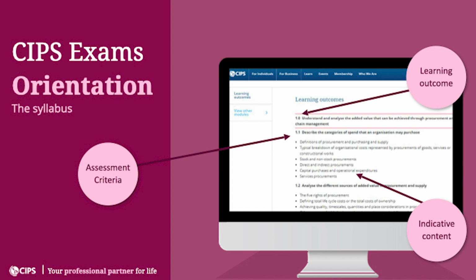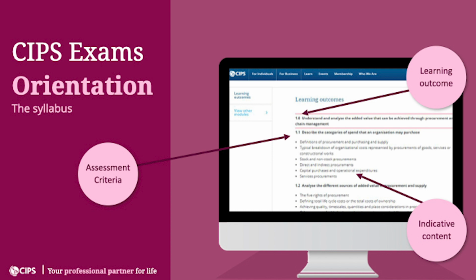Okay, so let's have a look at the knowledge that you'll need to learn for your exam, which is explained to you in the syllabus. So the syllabus will give you the learning outcomes, which, if you like, is the overarching theme of the content. So, for example, you might find the learning outcome says something like aspects of organizational infrastructure that shape the scope of a procurement and supply function. Then underneath that, you find the assessment criteria, and this gives you a breakdown of that learning outcome or theme.